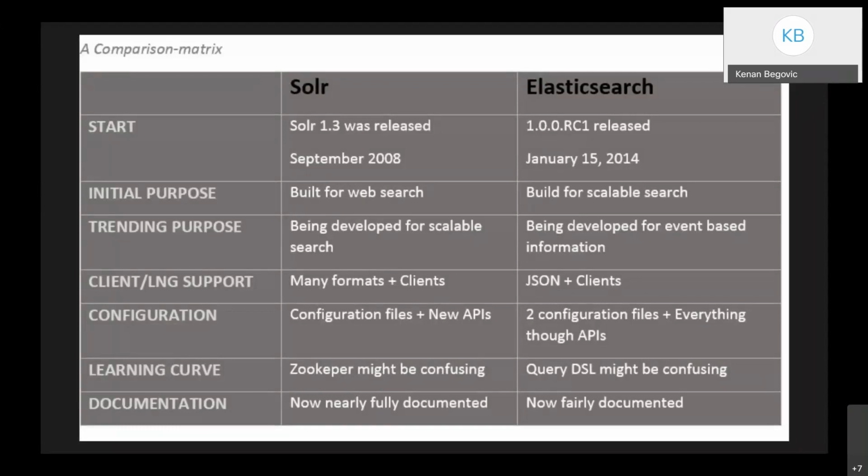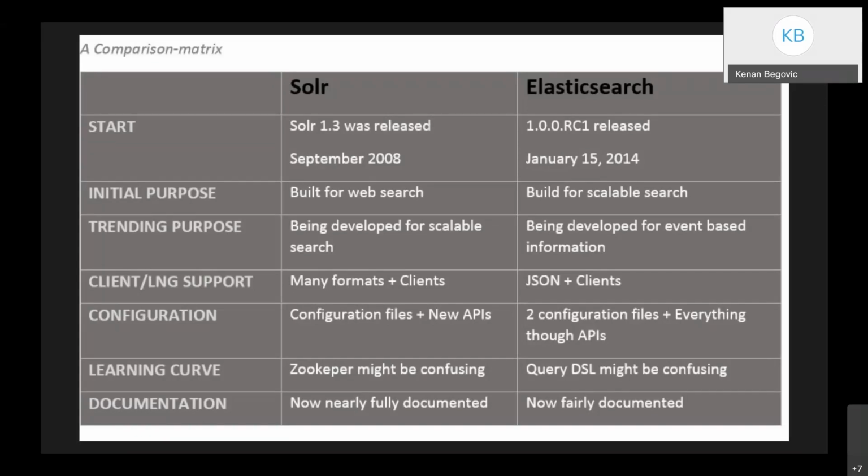Solr started in 2008, and Elasticsearch had its first release candidate in 2014. Obviously, a seven-year difference. Solr is built for web search, and Elasticsearch is built for scalable search, which means it's not necessarily meant exclusively for web search. Now Solr is catching up and is trying to fill in those gaps that Elasticsearch has left with its scalable approach.